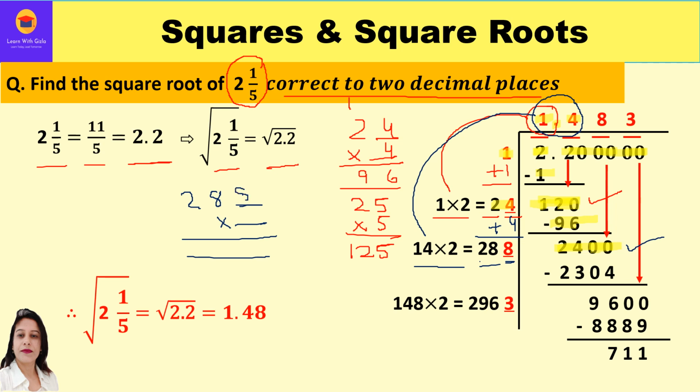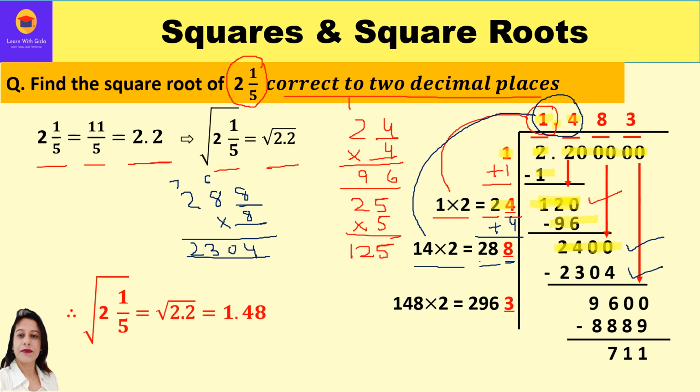So let me take 8 over here. Suppose I try with 8, I will get 64. Now 8 into 8 is 64, plus 6 is 70. Then 8 into 2 is 16, plus 7, 23. So I'm getting 2304, right?